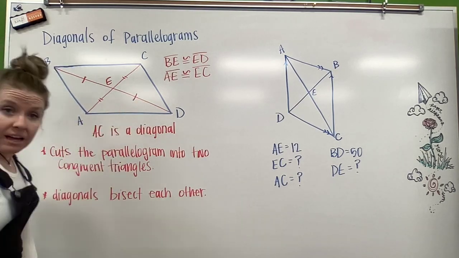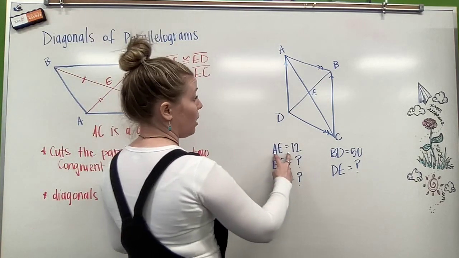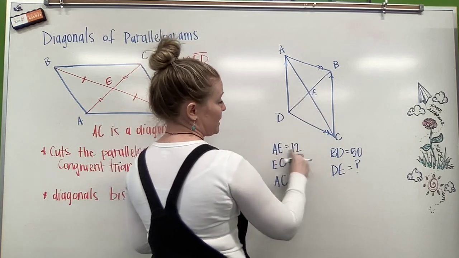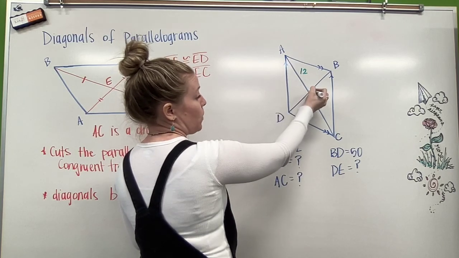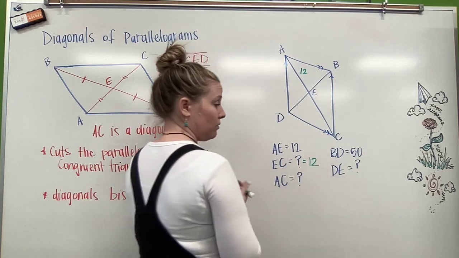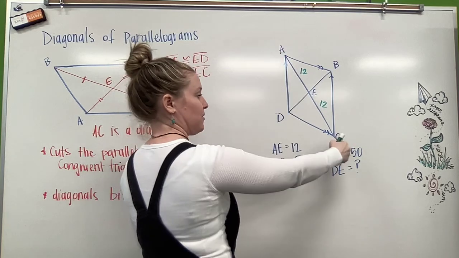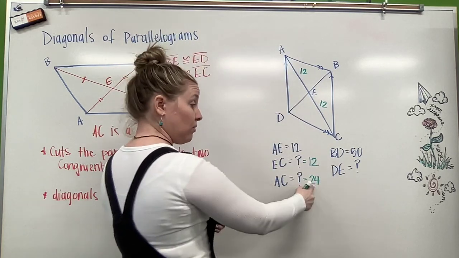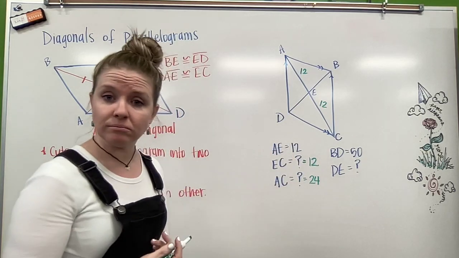So using that property, I've got an example over here for us to solve. So, given our parallelogram, they bisected at E. They've told me that AE equals 12. If AE equals 12, then EC will also equal 12. So if this is 12 and this is 12, the full distance from A to C is 24. And we could have also figured that out just by doubling the 12 to get AC.